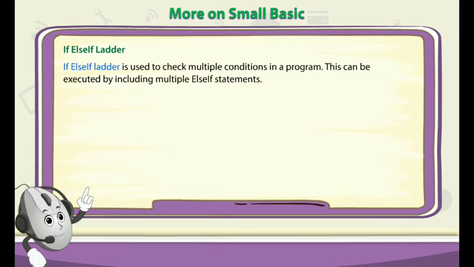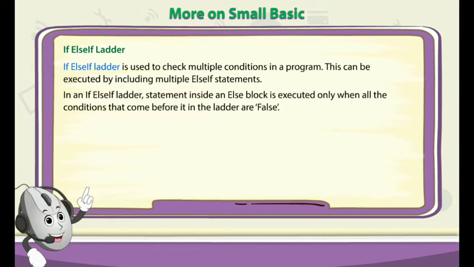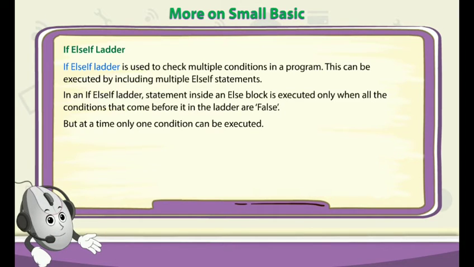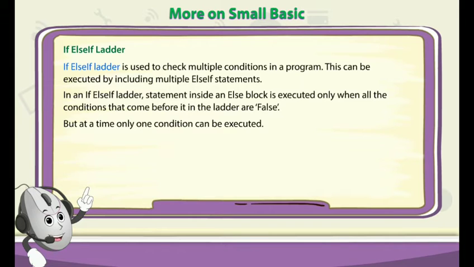It is used to check multiple conditions in a program. This can be executed by including multiple else if statements. So here we can check multiple conditions. In an else if ladder statement, the else block is executed only when all the conditions that come before it in the ladder are false, but at a time only one condition can be executed.